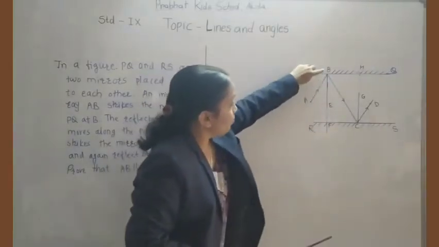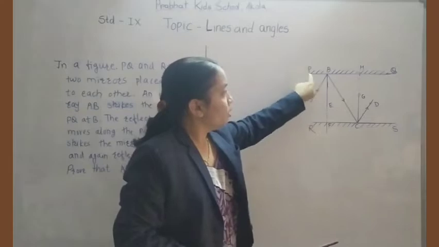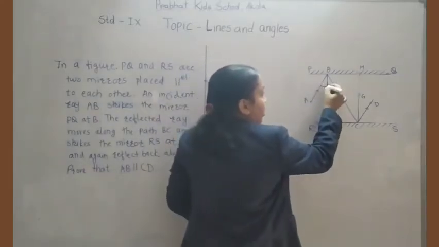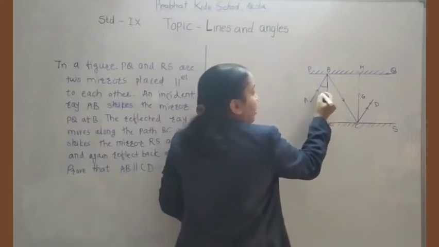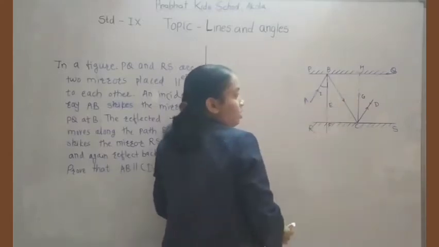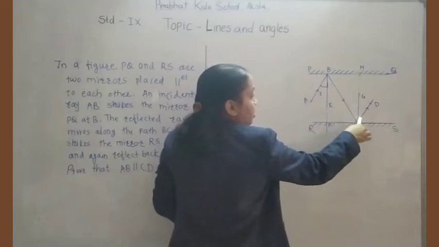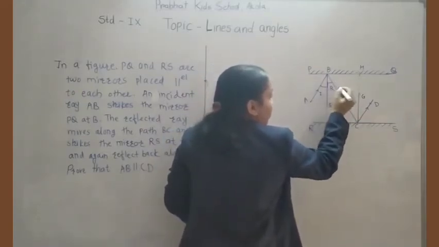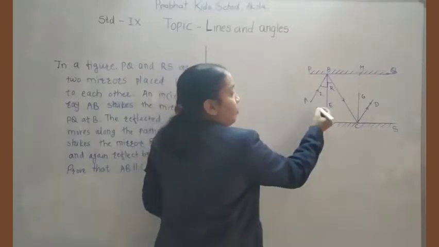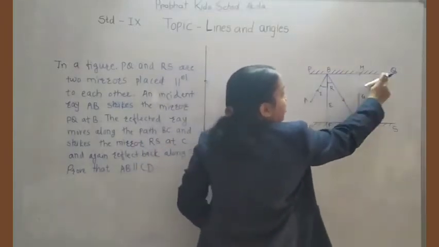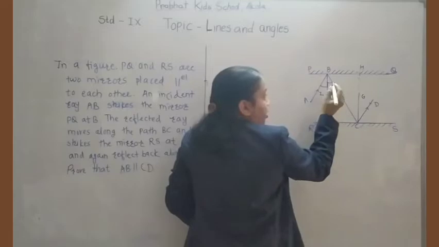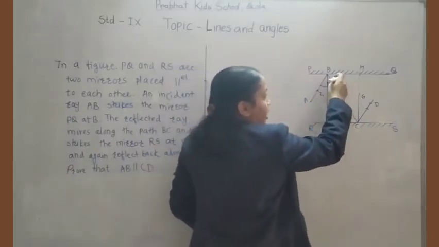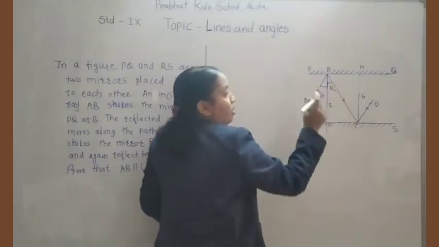So this BE is the normal to PQ. So this angle ABE is the angle of incidence, and now ray BC is the reflected ray, so it is the angle of reflection. This is for the mirror PQ, so I am denoting it by I1 and R1. That means I1 is the angle of incidence and R1 is the angle of reflection for mirror PQ.